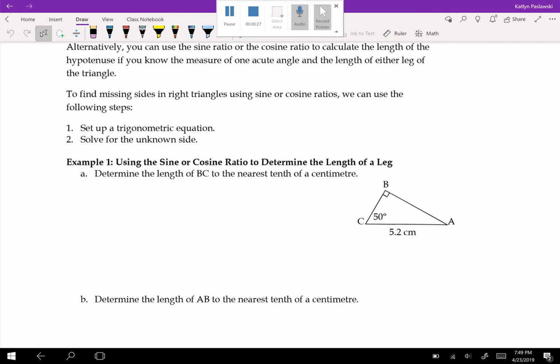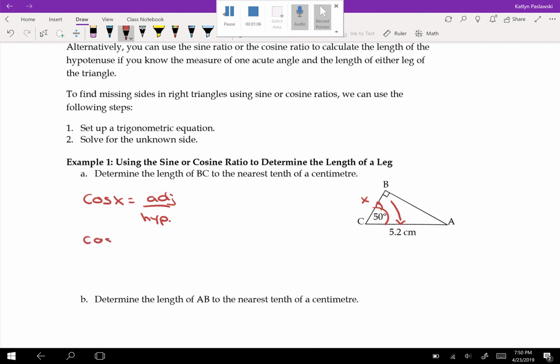So here we have an example. Determine the length BC, as labeled here, to the nearest tenth of a centimeter. In this case, if we're solving for this length here, we are orienting ourselves from the angle of 50 degrees. We have the hypotenuse, and we are solving for BC. So which one would we use? That uses adjacent and hypotenuse, and that one would be the cos ratio. So we have cos x is equal to adjacent over hypotenuse.